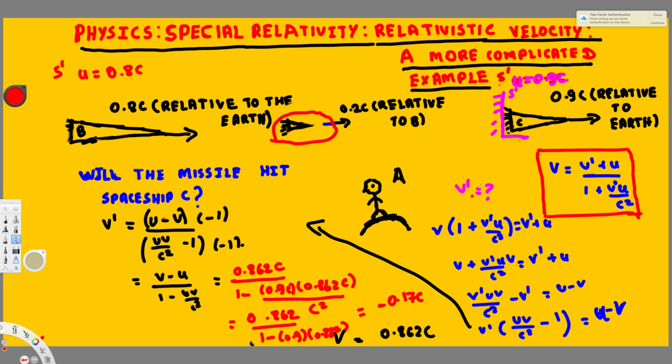So when the person observes from here, he will see the missile moving backward because we have a negative number. If this person is seeing the missile moving backward, this means the missile will never hit this spaceship, and that's going to be the final answer. The question is, will the missile hit the spaceship? Since we are getting a negative, from this person's perspective the missile is moving backward, so this missile will never hit this spaceship, and that's our final answer.